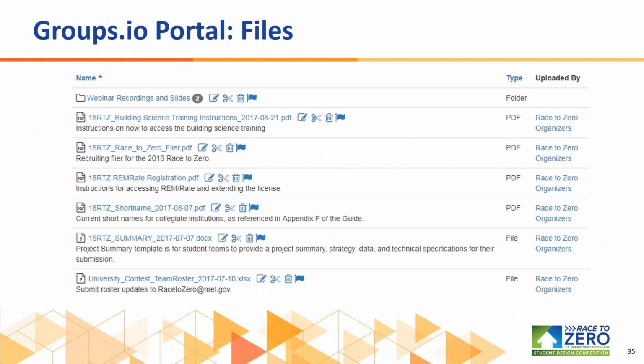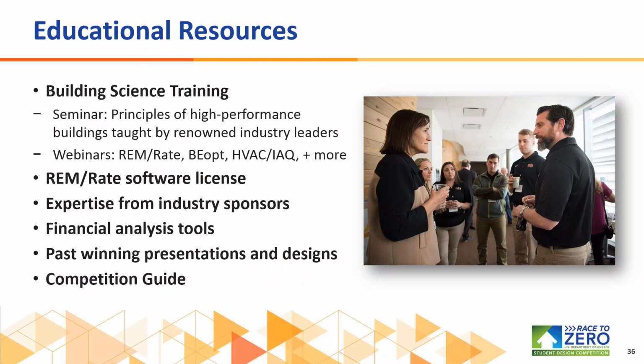Under the Files tab on the groups.io portal, your team will find a folder of webinar recordings and slides, as well as important competition documents. Currently, the instructions for accessing the building science training, instructions for downloading the REM/Rate, a list of collegiate short names, the project summary template, and team roster templates are posted here. When documents are added, the organizers will post a message about new files. We hope you will find the groups.io portal useful to you as you begin building your designs.